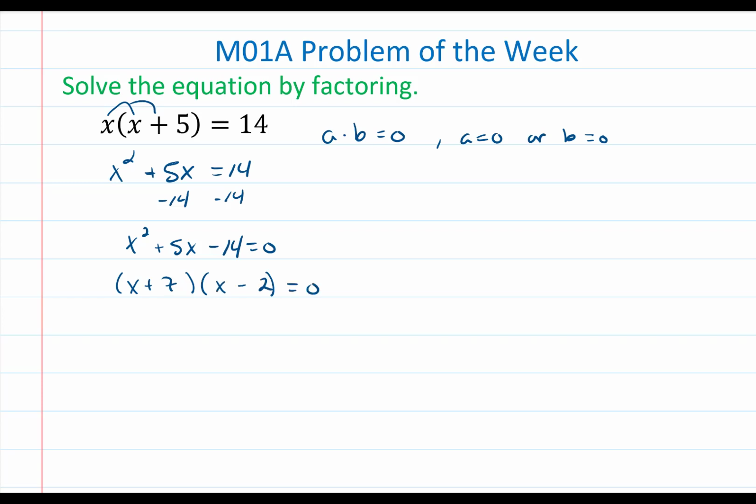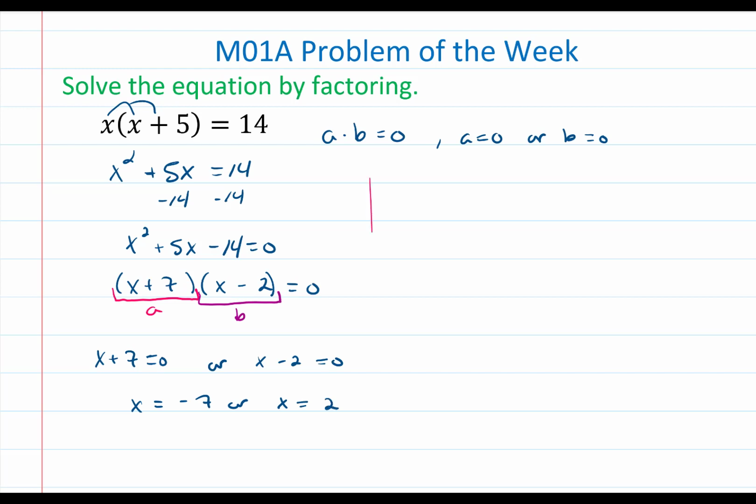Now we're going to apply the zero product property, and we notice that the first factor, a, is x plus 7, and the second factor, b, is x minus 2. We're now going to set them both equal to 0. So x plus 7 is equal to 0, or x minus 2 is equal to 0, giving us solutions of x is equal to negative 7, or x is equal to positive 2.